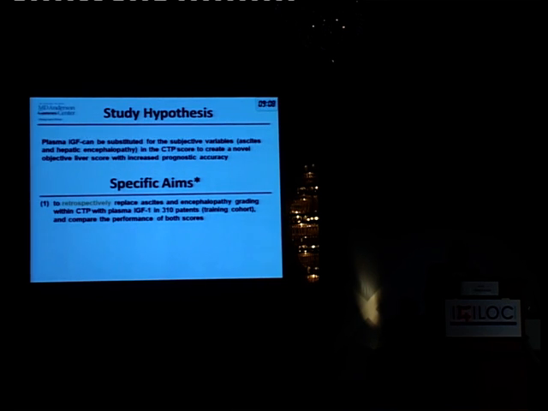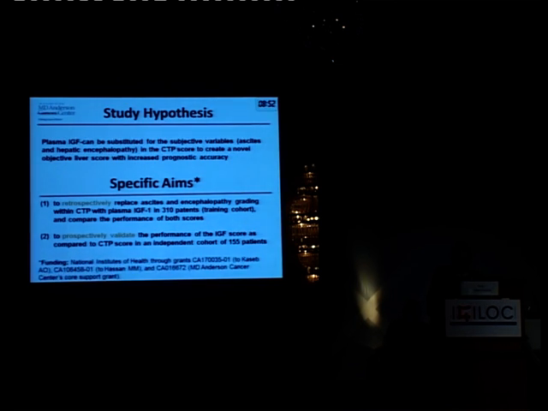Retrospectively, we assessed IGF-1 in 310 patients and compared the new score to the old score. And then we prospectively enrolled 155 patients and assessed IGF-1 and compared the results in both scores. That was based on NIH funding in the United States. The validation cohort was accrued in the last 2 years. The retrospective data were from stored samples of patients.